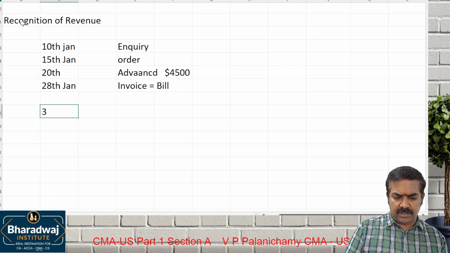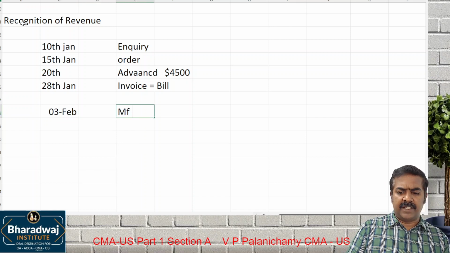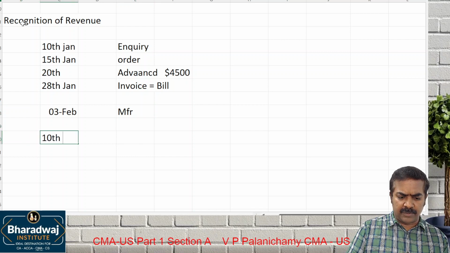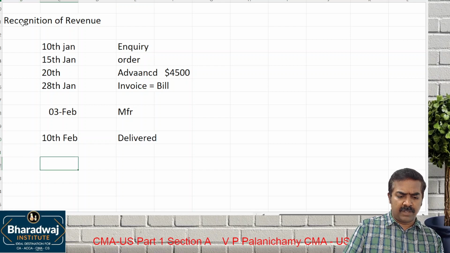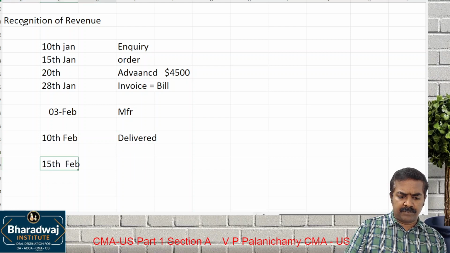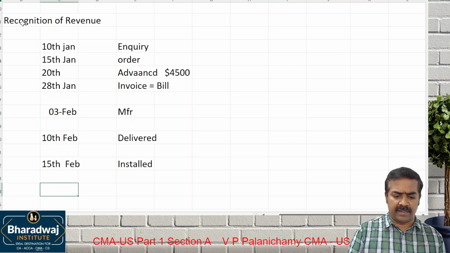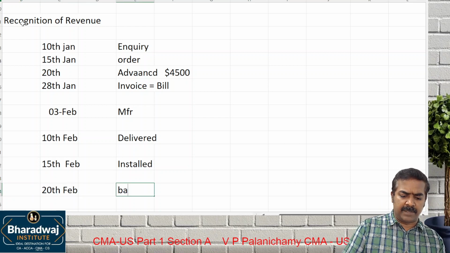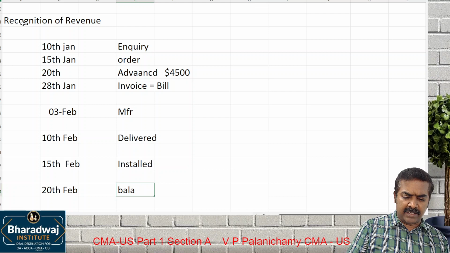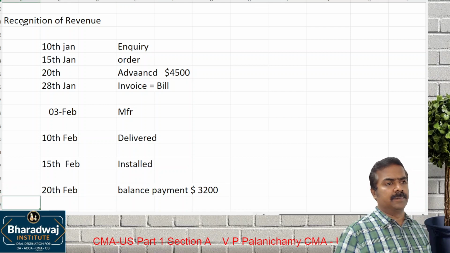On 3rd February, the product is manufactured and ready. On 10th February, the product is delivered to the customer. On 15th February, the product is installed at the customer's place. On 20th February, the customer made the balance payment. Don't copy this, wait. The customer made the balance payment of $3,200.